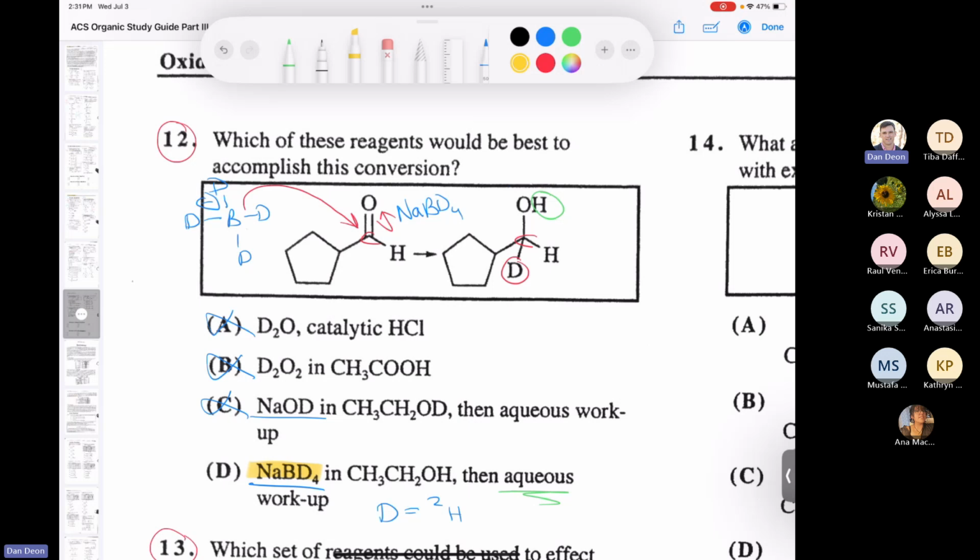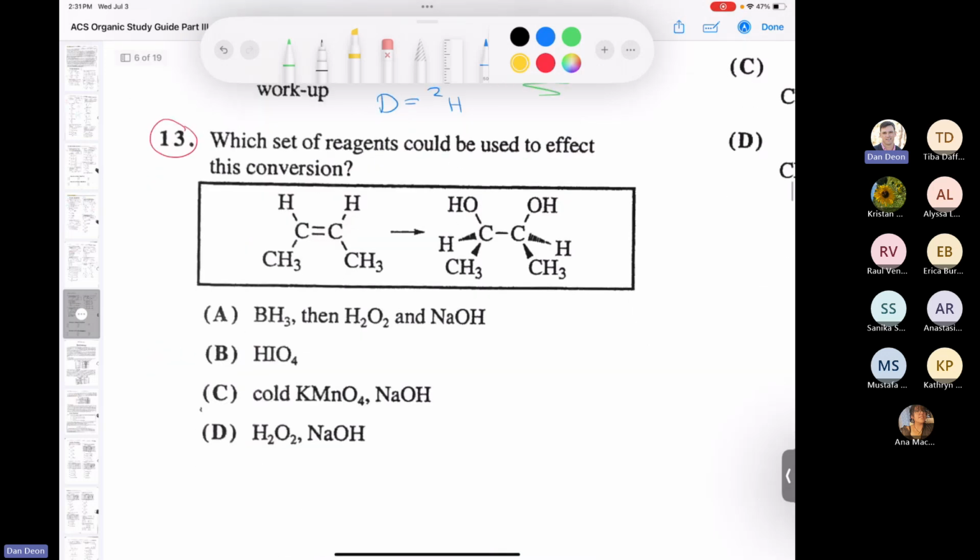Okay, let's try one more from this section. It's question 13. How would you do this transformation? So we're starting out with a cis alkene, and then we want to make this cis diol, so both of these hydroxyls are on the same side. If we're starting out with cis, that means we have to do a syn addition. If both methyls are on the same side, you see they are here, and we want both hydroxyls on the same side, then we have to do a syn addition.